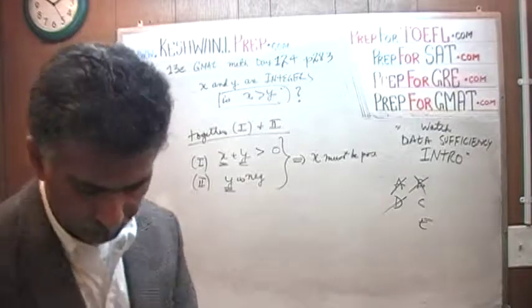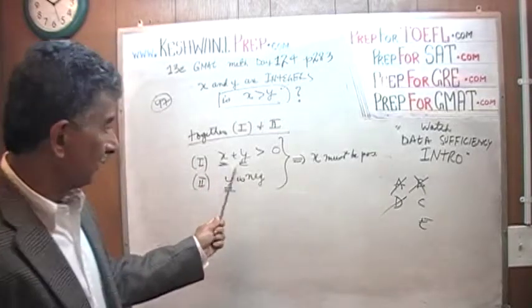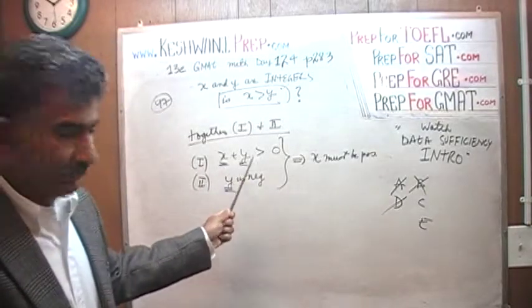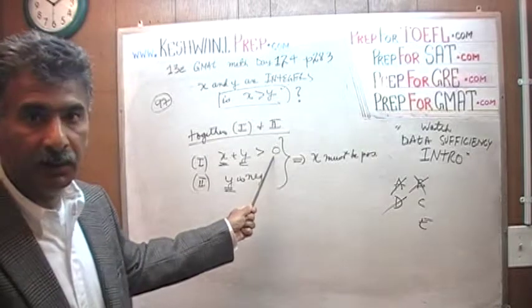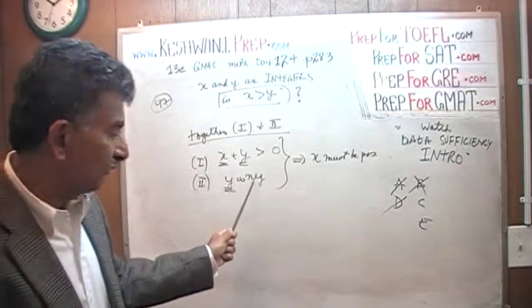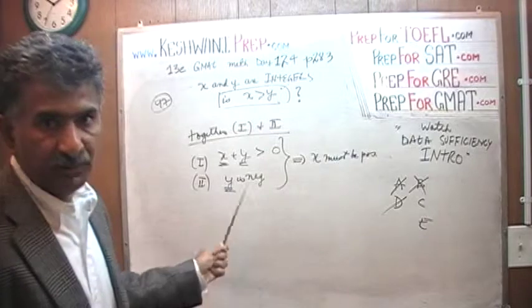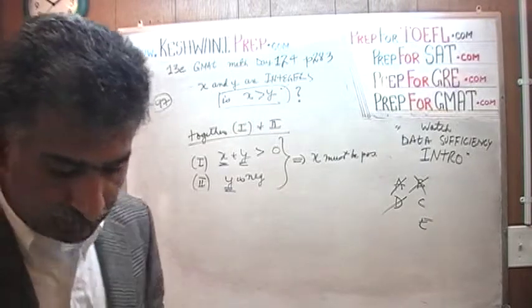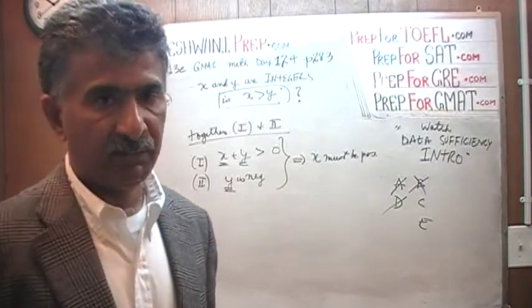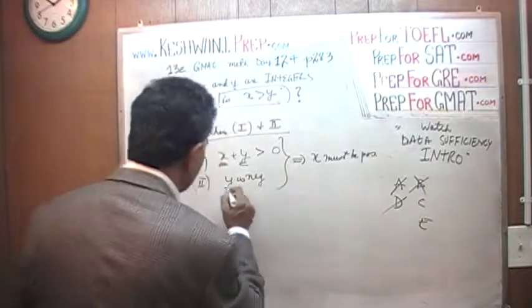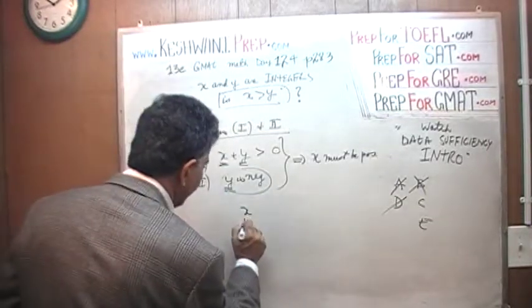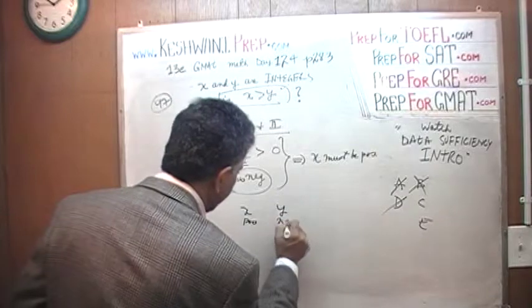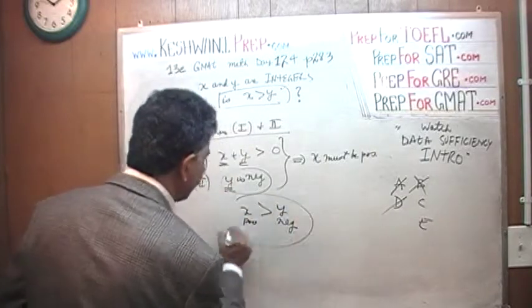X must be positive. Because if you're adding two numbers, and their sum turns out to be a positive quantity, and you also know that one of those two numbers is a negative quantity, then the other one has to be positive, obviously. So putting them together, it does tell us that x is positive, and we know that y is negative.